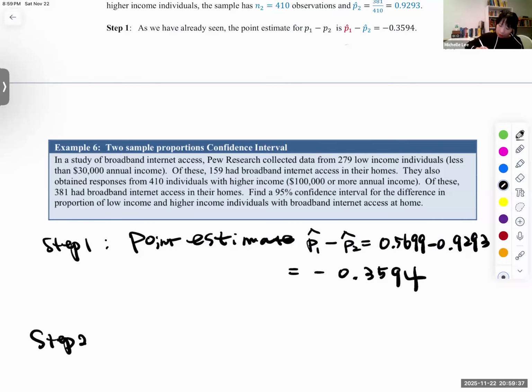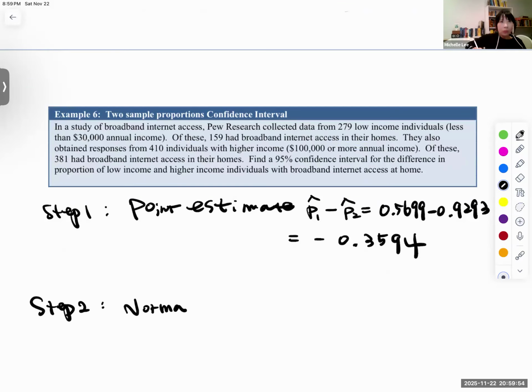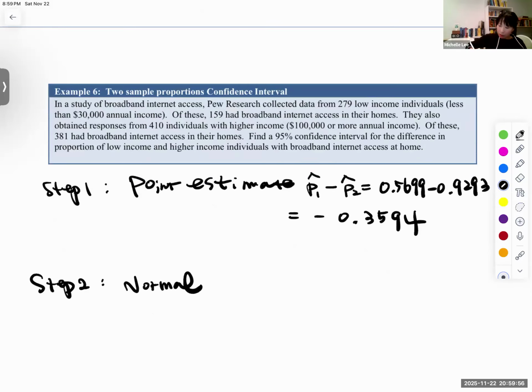Step 2, what we have to do: verify the normality condition. So we did that, right? Okay, so maybe we can use this one, right? All right.